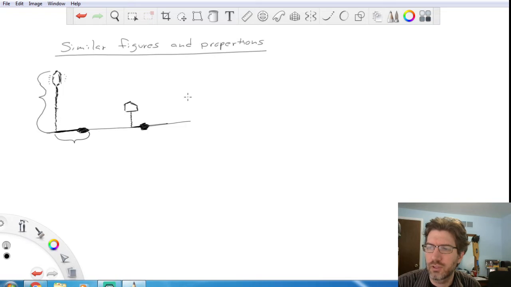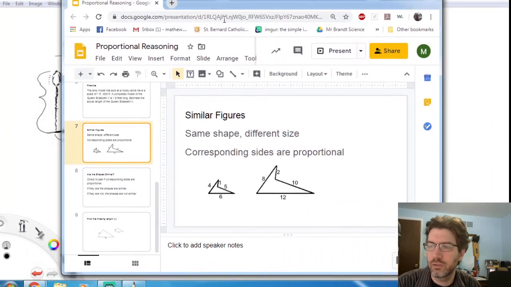Is there a slideshow? Not really, it's review. However, we are going to do similar figures, so if you want to pull up the similar figure slideshow from before, it looks like this. You can look at that, but I'm going to draw everything anyways. What am I drawing? I'm drawing the first problem. 8 and 8. This is good.